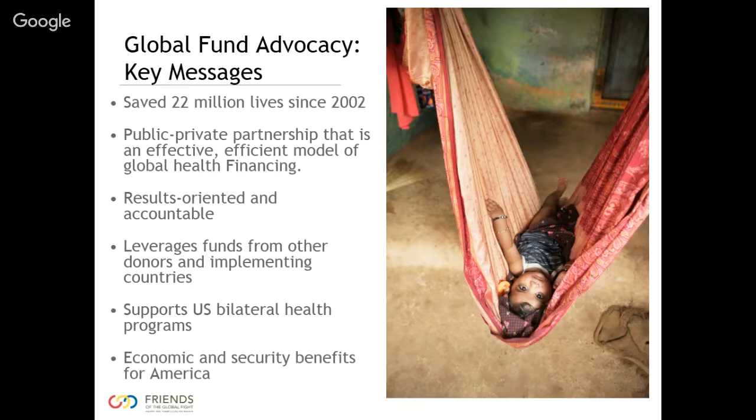There are also economic and security benefits for America. Maintaining the U.S. commitment to the Global Fund alone could support at least $96.7 billion in economic gains in coming years. Funding for the Global Fund also leverages funds from other donors and implementing countries, meaning the U.S. is not alone in investing in global health. The U.S. galvanizes this additional support by requiring a 2/3 match from other donors worldwide. For every $1 the U.S. invests in the Global Fund, other countries and private sector partners must invest $2 more.